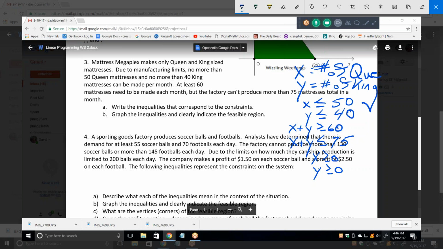Now, notice there's no objective function here. They're not telling us anything about the profit we make on our mattresses. In other words, this is only half of a problem. This is: graph these 6 inequalities and figure out the feasible region. That's all they want you to do. Okay, so I'm going to go up here and let's do the easy ones. Let's do that one. How do I graph that?